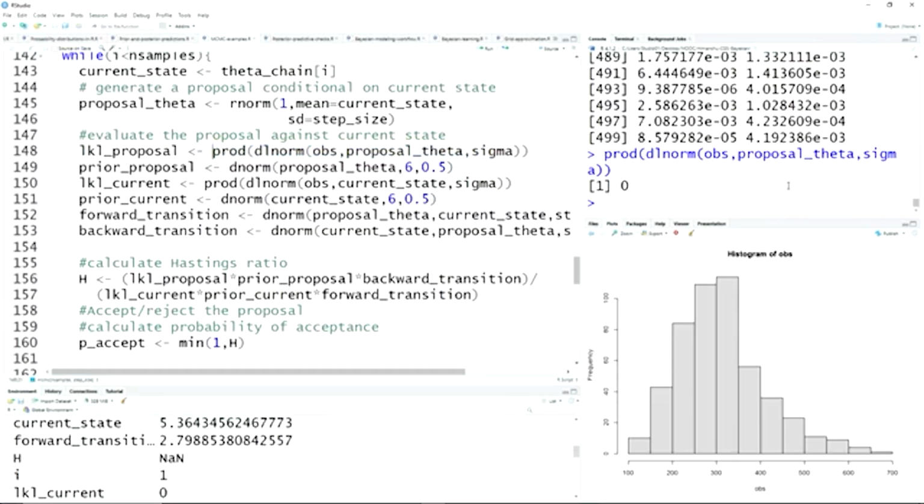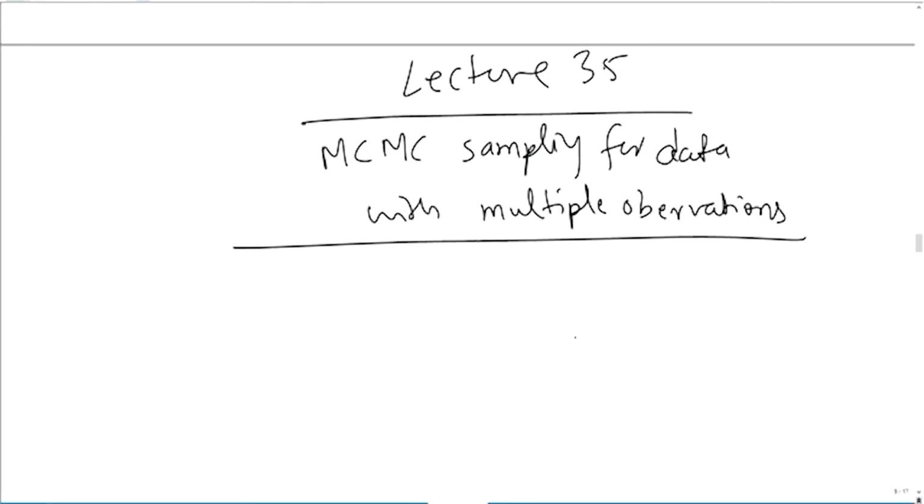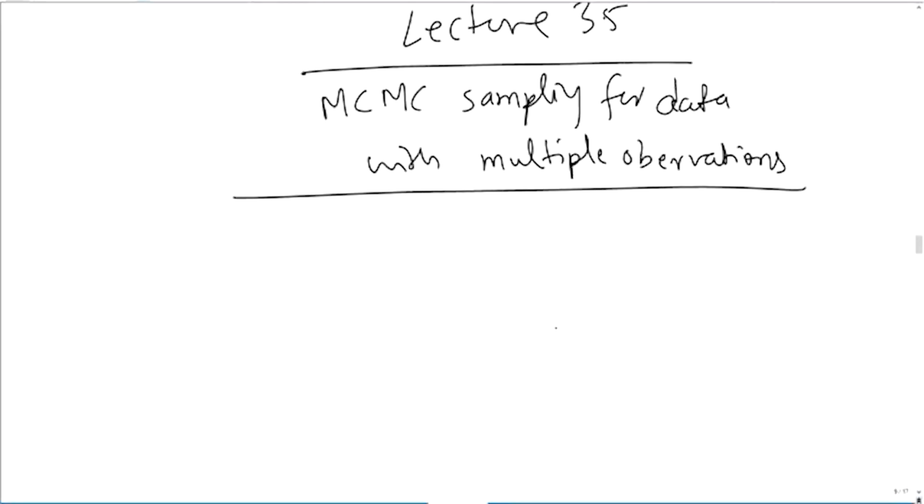Okay, so that's why this sampler wouldn't work if you have a lot of data points. Let's say even more than 50 data points, it wouldn't work. Okay, so how do we solve this problem? So let us see. What we are trying to do is this: when we are calculating the joint likelihood.